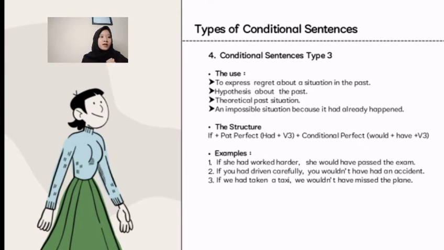And then the second one, if you had driven carefully, you wouldn't have had an accident. But the reality, you have had an accident. Yeah, that is the meaning. And then the third one, if we had taken a taxi, we wouldn't have missed the plane. But the reality, we have missed the plane. Yeah, that is conditional sentence type 3.